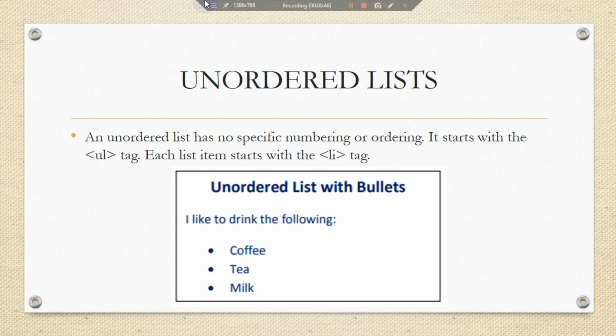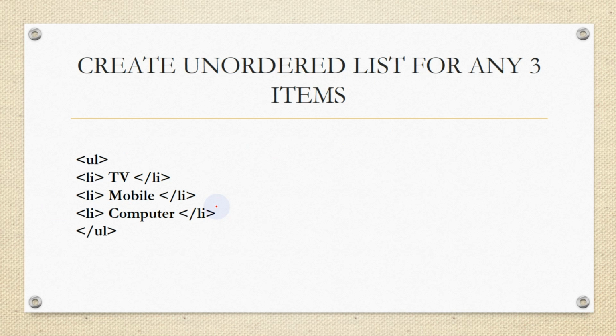Whenever you are going to code, first you have to type the UL tag, then you have to use the li tag for making these items like coffee, tea, milk. So how you will type is li, then the item, and then you will close it like this.